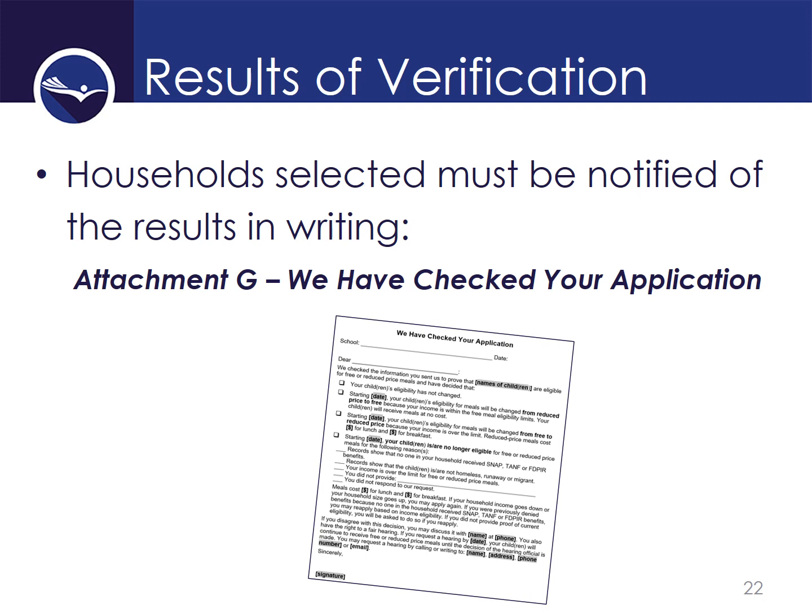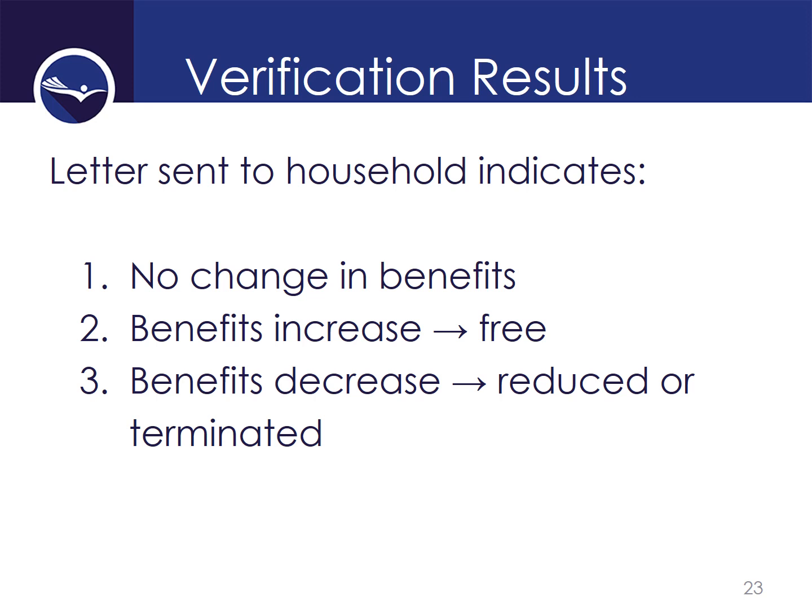All households must be notified in writing of the results of verification. Please use Attachment G, We Have Checked Your Application. The letter sent to the households may indicate that there has been no change in their benefits, or their benefits are increasing, which means the household was approved for reduced and now qualifies for free. Or their benefits are decreasing, which means the household was approved for free and now qualifies for reduced, or the household was approved for free or reduced and must now pay full price for their children's meals.